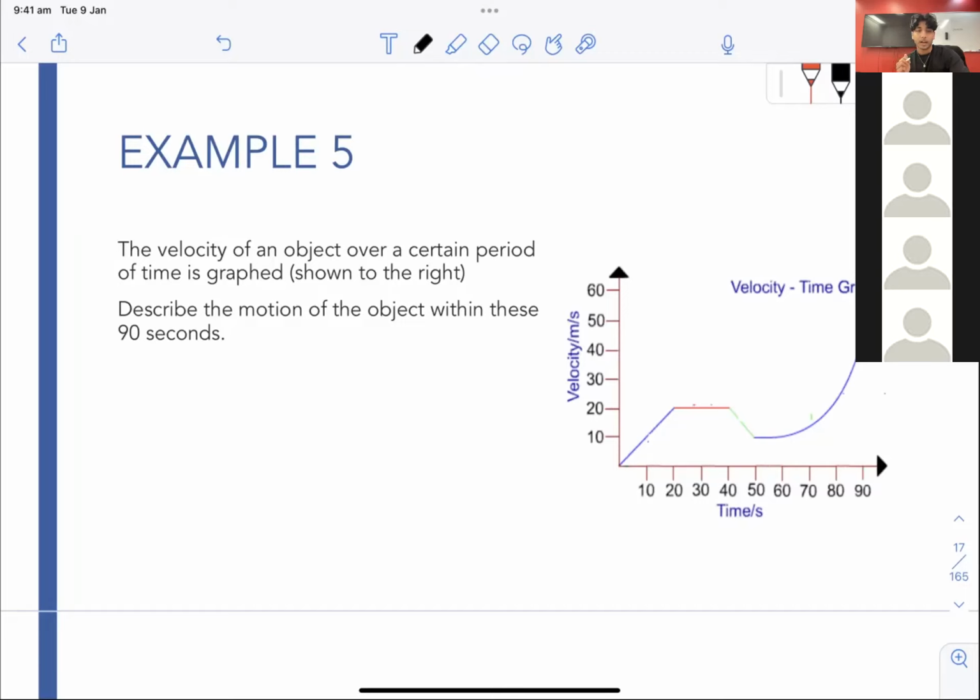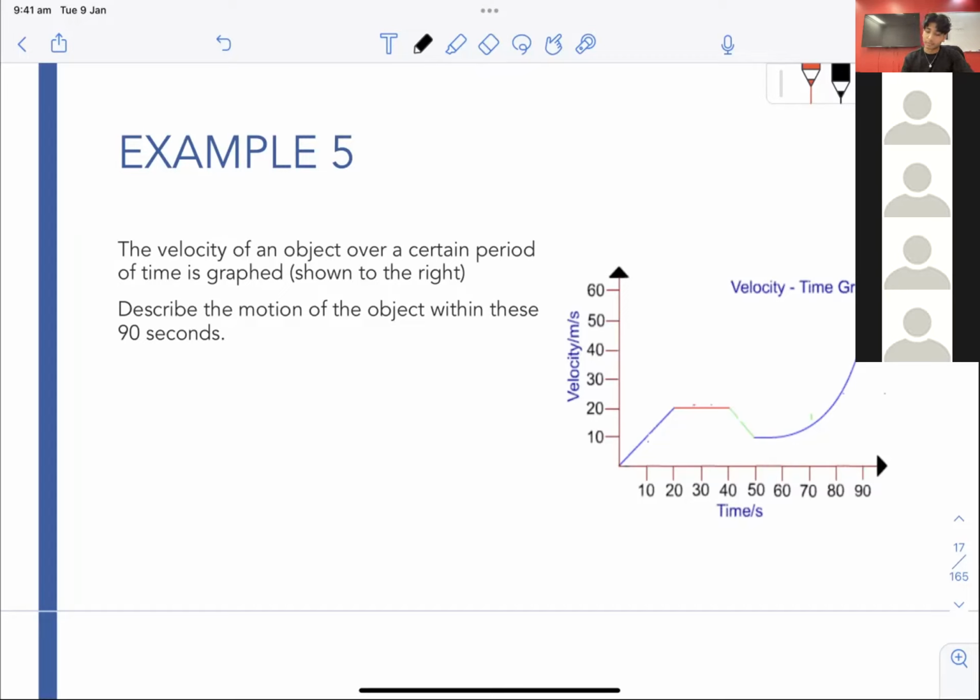So on this graph, right, we have 3 portions of motion, or 4 really, right? We have this increase in velocity, all right? We have this flat portion, we have a downwards decrease, and then a curved portion, okay? So we've got to be able to understand what those 4 things mean, okay?